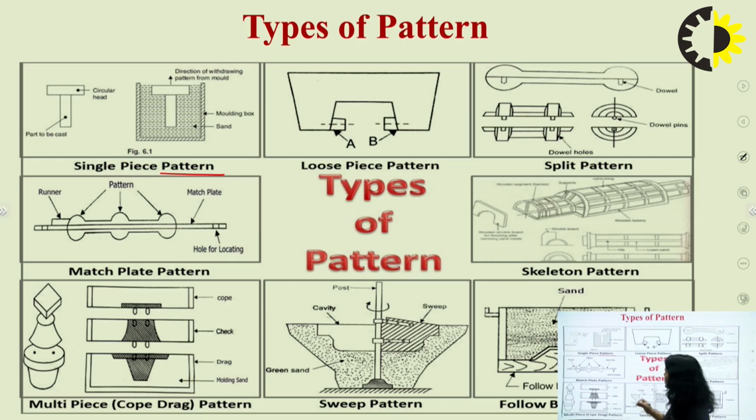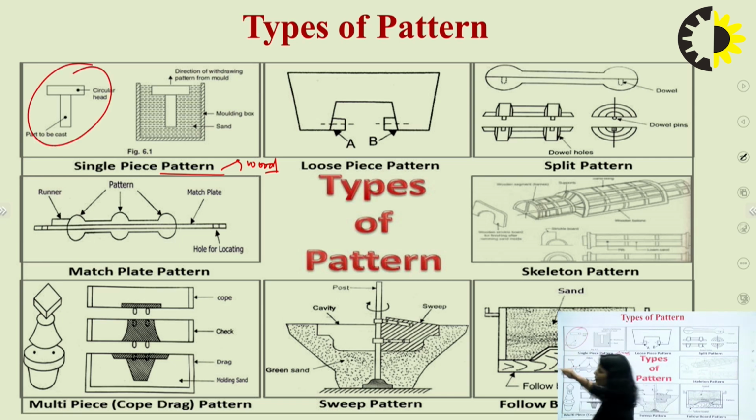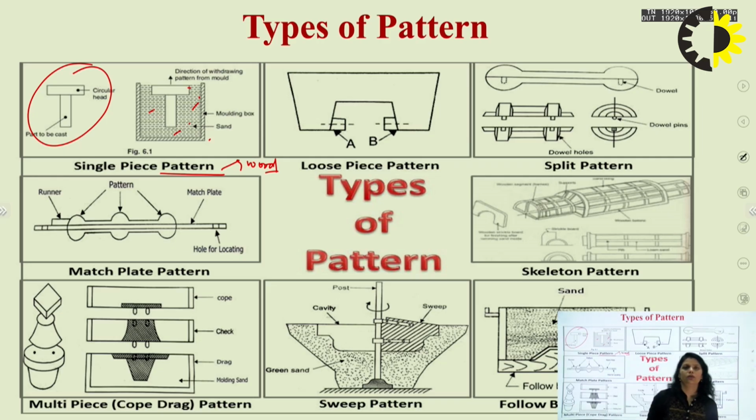Its material is mostly wood. It is used for large castings, but the quantity is less. There are no joints available. It is made up of a single piece. You can see here, it will be removed from here to create the cavity. The simplest form of pattern is the single piece pattern, used for large castings.